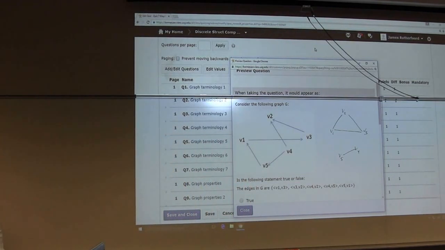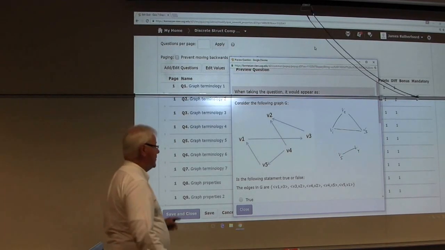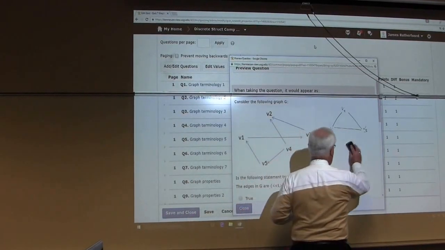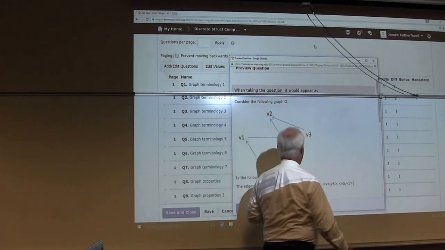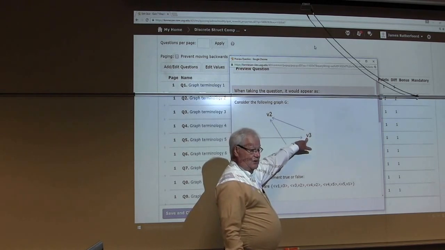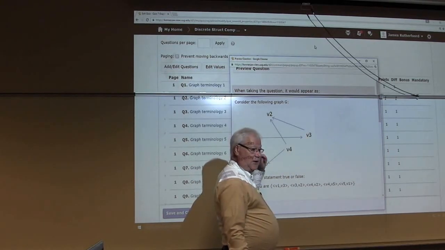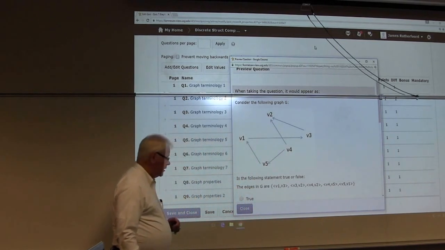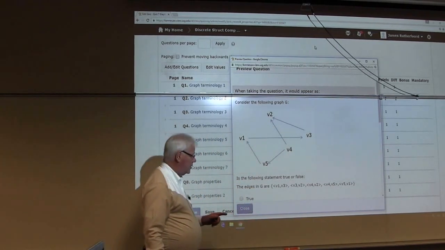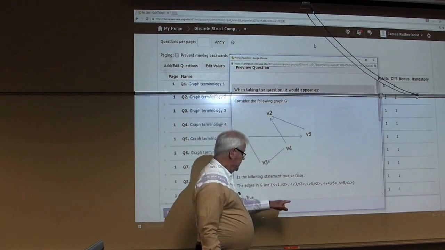Now, what do we call this graph that's different from the rest of them we've seen? It's directed. This is directed, isn't it? Because it has arrows. Meaning that this edge V1 to V3 is an edge, but V3 to V1 doesn't exist. Okay? So looking down here, it says the edges of G are V1, V3. Well, that's the one we just looked at.